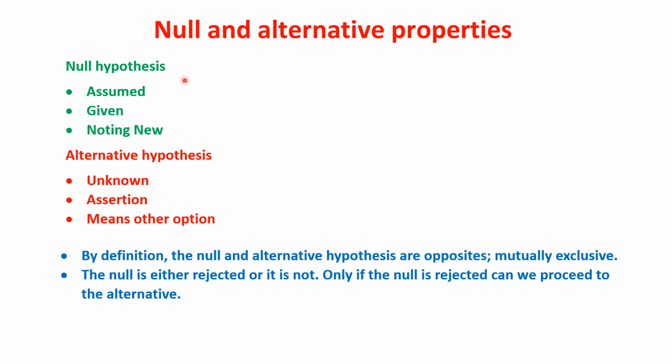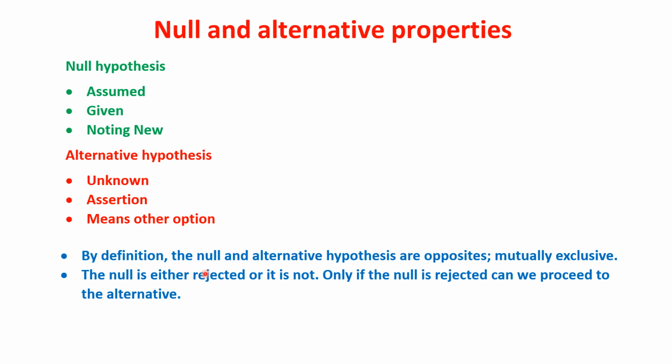Null and alternative hypothesis property. Null hypothesis: whatever sample we have taken, that is assumed to be a part of population. Nothing is changed, or we know about that sample with respect to population. So we have to test. If it is accepted, then it is okay. If it is not accepted, then it will be rejected, and alternative hypothesis will be followed, which is unknown, uncertain, means other options are available.